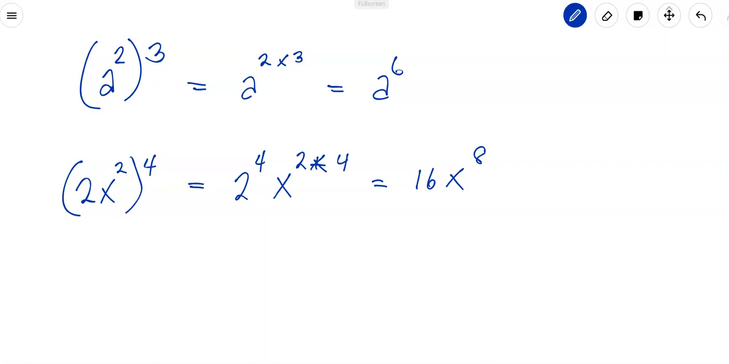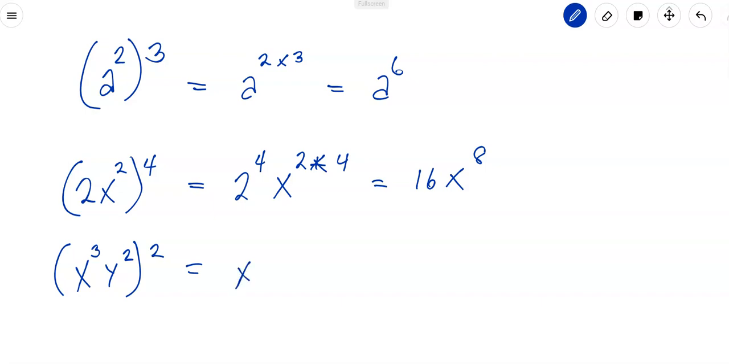Next example, what if we have x to the power of 3, y to the power of 2, squared? So what will happen? The same as the second example, you have to distribute the exponent to each of these powers or exponents.